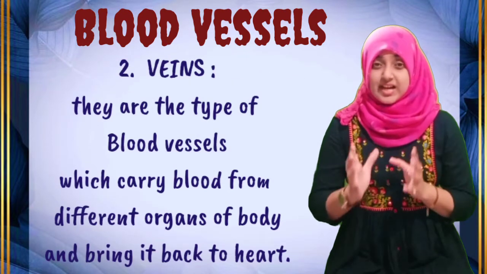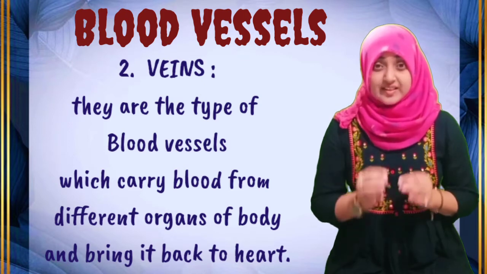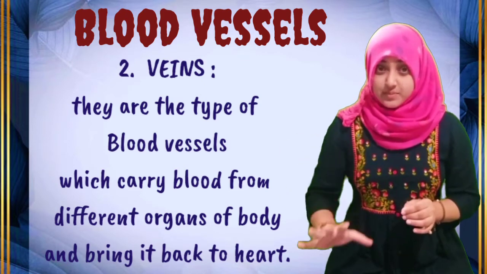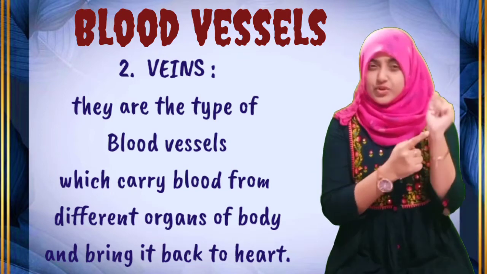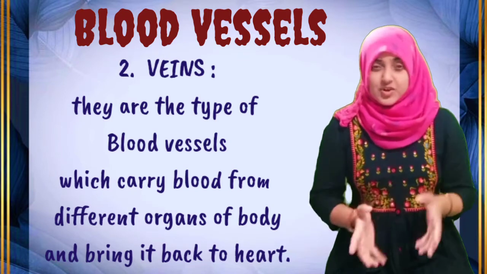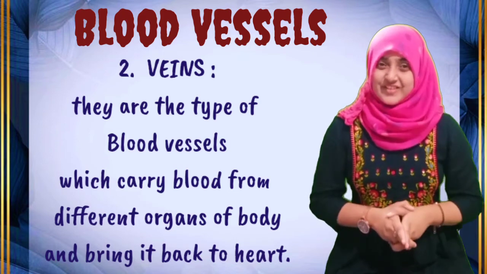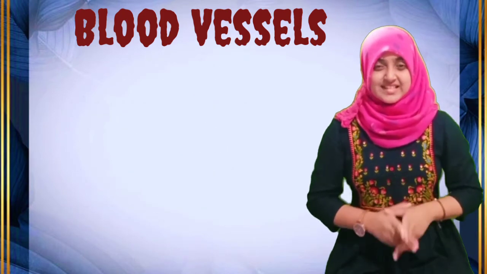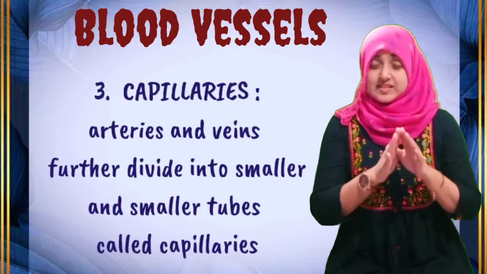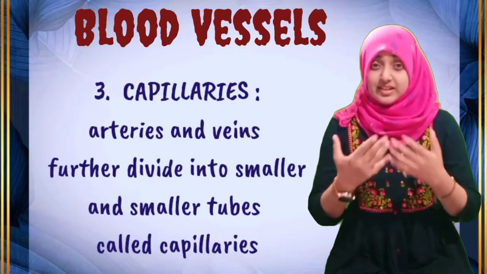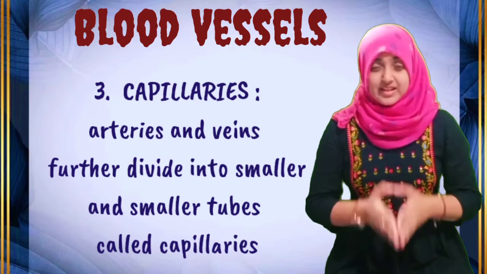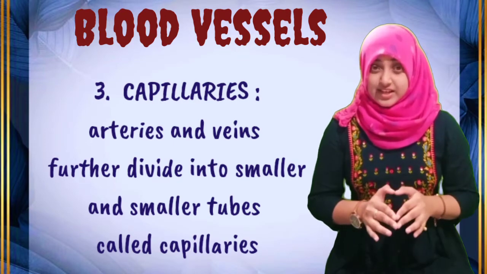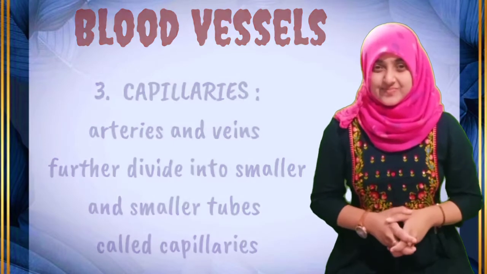Next, the veins. Veins are also the type of blood vessels which carry the blood from all the different parts of the body and bring it back to our heart. Now the bluish green lines that we see on our hands or legs are nothing but the veins. Lastly, the capillaries. These arteries and veins further divide into smaller and smaller tubes called capillaries. And these capillaries are the actual site of exchange of materials.